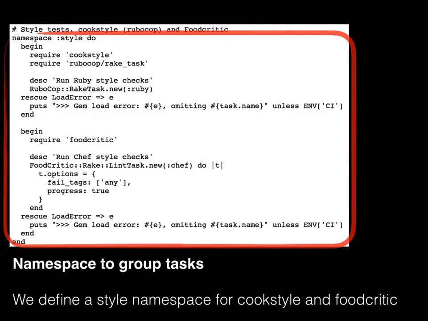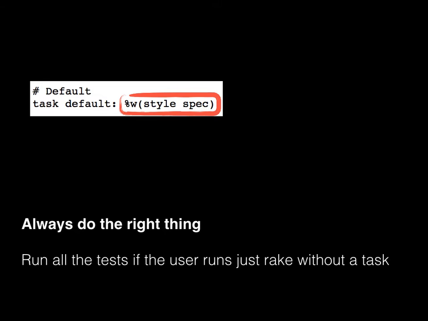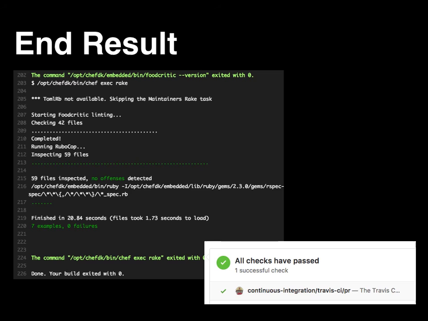So we namespace our Rakefile. That gets us groups. That gets us a namespace of style here, and within style, a few different tasks. Here are the individual tasks. We're wrapping all these things in rescues because we want them to fail properly if they're running for a non-ChefDK user. And then we set a default task because we want a person to just be able to type rake. We want to do the right thing. So if a person just types rake, they don't provide any namespaces or anything to run, they'll get the style namespace and they'll get the spec namespace.